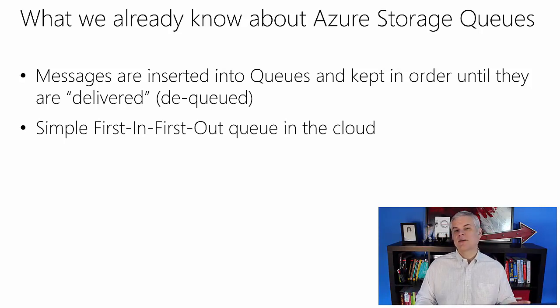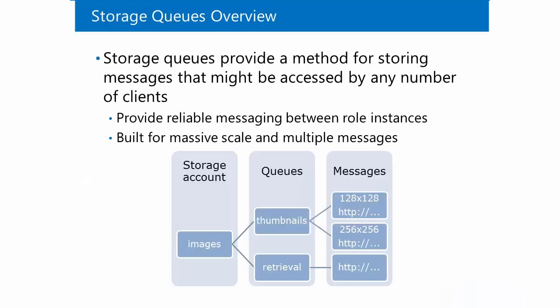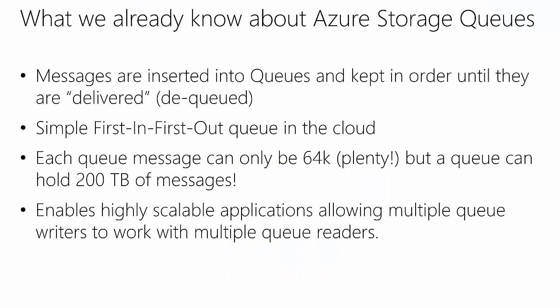But queues have been around for a very long time. This is nothing new to the software development world. It's a simple first in, first out queue in the cloud. So that's what makes it significant as far as Azure is concerned. Now, each message can only be 64K in size maximum, but that should be plenty for the kinds of messages that you'll probably find yourself sending. However, a single queue can hold up to 200 terabytes of messages. And this enables that highly scalable application architecture that we talked about a moment ago. It allows multiple queue writers to work with multiple queue readers.